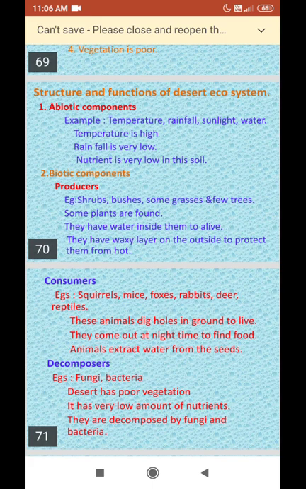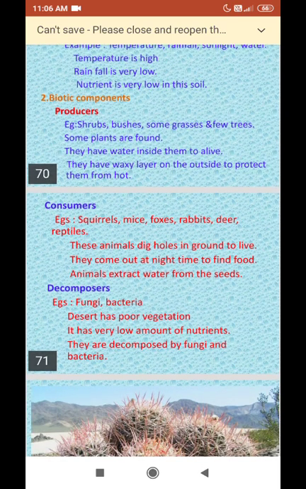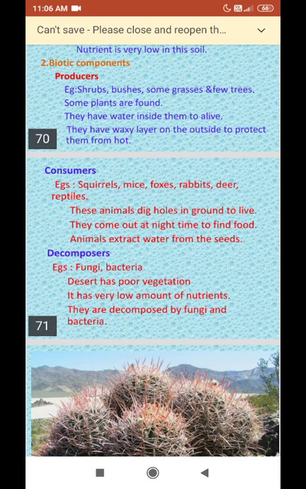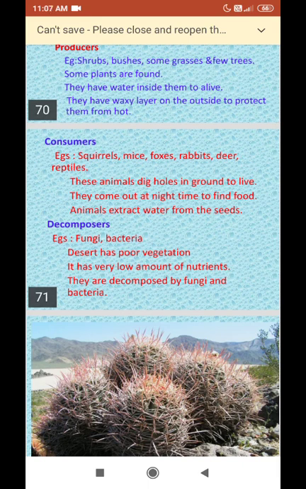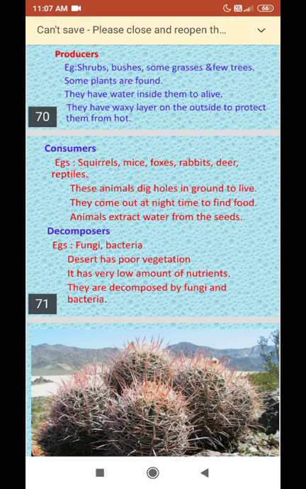Now let us see the biotic components. We know the biotics are referred as the producer, consumer and decomposer. Here the producers are herbs, bushes and some grasses and few trees. Here the trees produce food with the help of photosynthesis. They have water inside them to stay alive. And then the important feature is they have a waxy layer on the outside to protect them from the heat. When you look at the leaves of the trees, they have the waxy layer. This waxy layer protects from the heat.